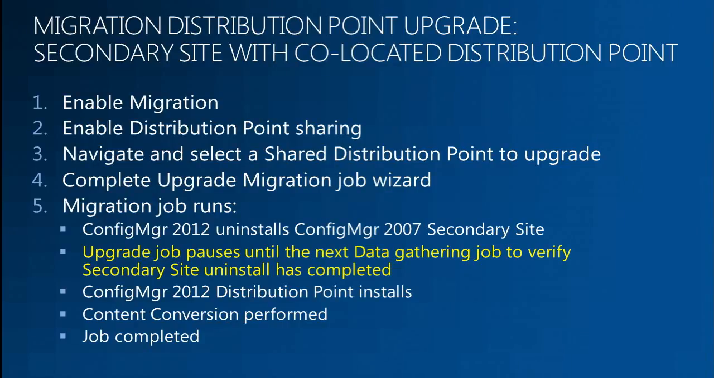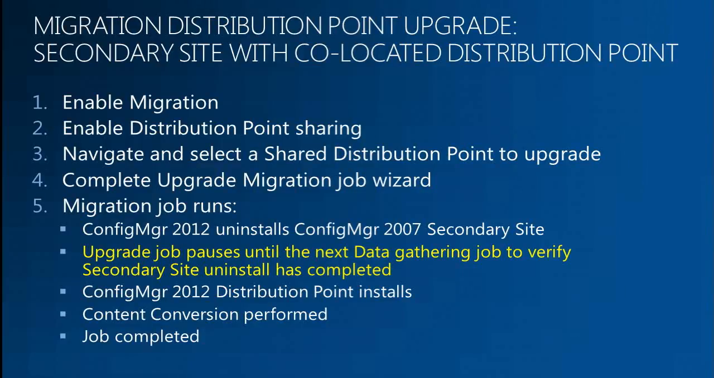So when you're upgrading your secondary sites with co-located DPs, just keep in mind that the process is going to halt and basically pause until the next data gathering job. So if you want to look at the status of that secondary site uninstall, you need to go to your Config Manager 2007 logs in order to look at that.